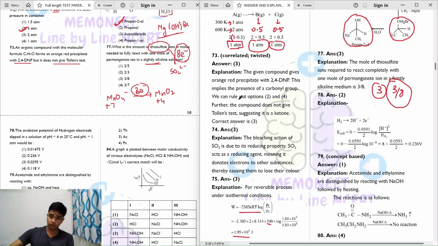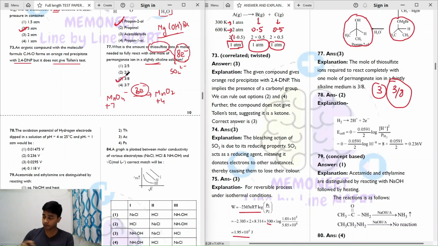Moving on to the next question. Here the correct answer will be option 3. Moving on to the next question.